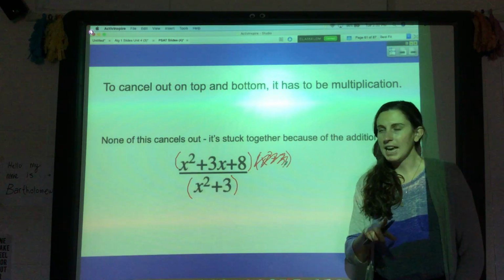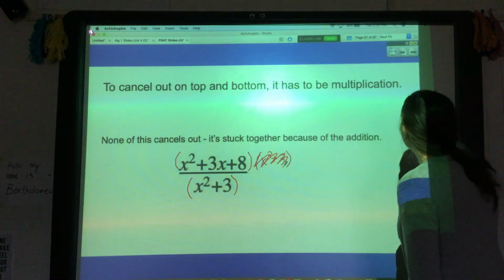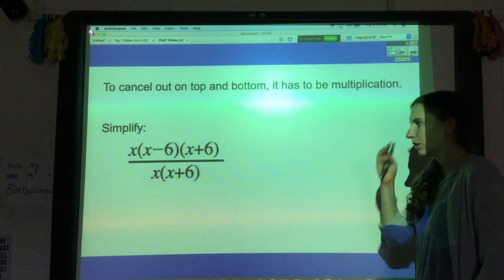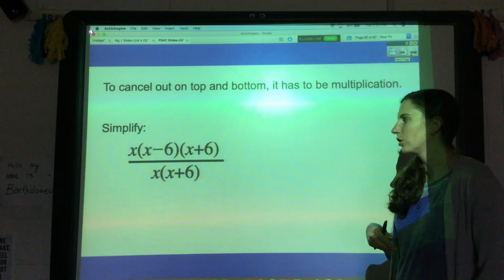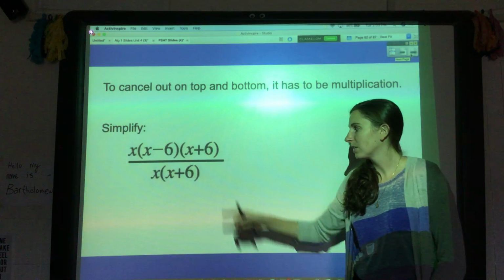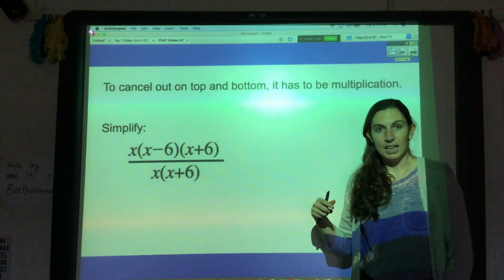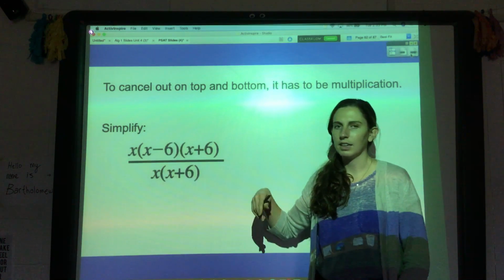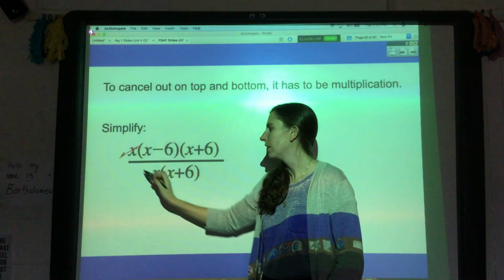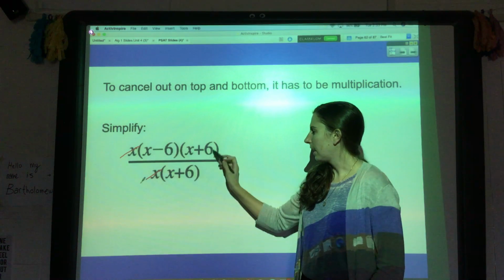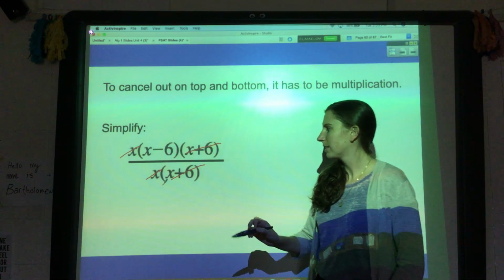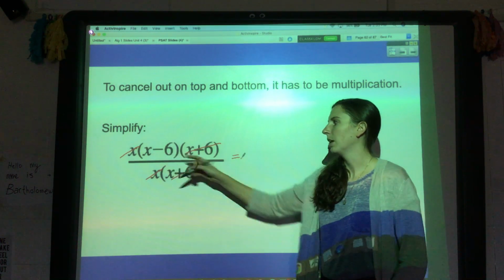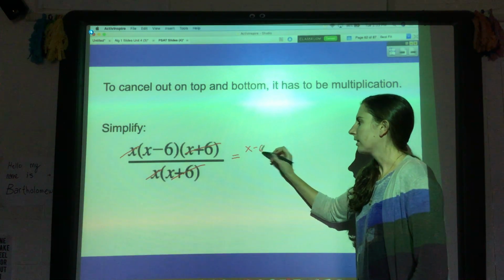Nothing cancels yet. So what you could do is, if nothing cancels, you could try and factor it. Because if stuff is factored, then it will cancel. Because you see how these are all just multiplied together? And so now I can just cancel those x's, and I can cancel x plus 6, and now all I'm left with is x minus 6.